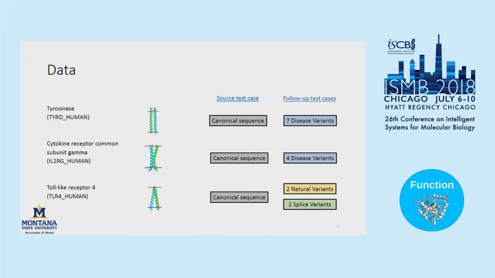For each of these, we consider the canonical sequences as source test cases and each of the variants as follow-up test cases. So in total, we will have 15 pairs of source and follow-up test cases.